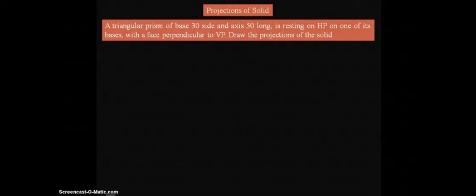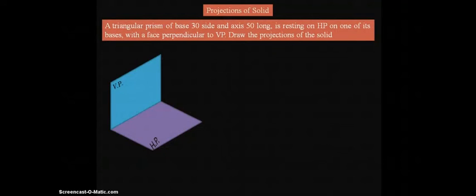So here is another example I have taken, that is the triangular prism here, which has a side of 30 mm and an axis 50 long, and it is resting on the horizontal plane on one of its bases with a face perpendicular to the vertical plane, and we have to draw the projections of this solid. So first I will show you the orientation.